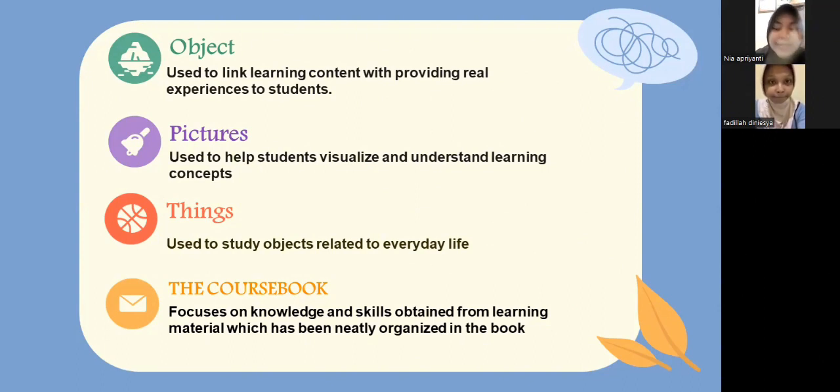Okay, number three is things. Things are used to study objects related to everyday life. For example, a teacher being able to involve students by bringing objects from their daily life to class and using these objects to share experiences or explain things to the classmates in English. And use objects directly in activities such as assembling a puzzle or working on a creative project that involves the use of English.